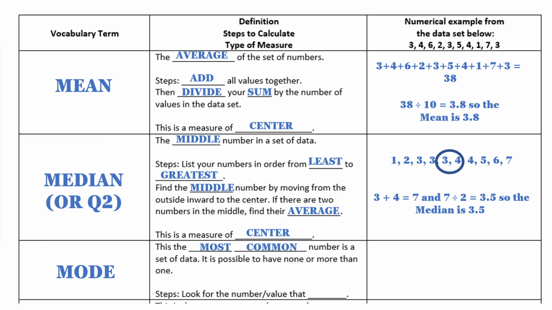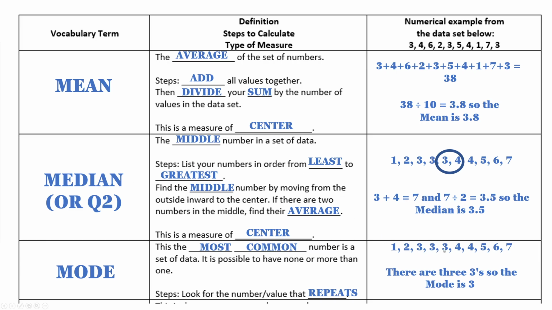Mode is the most common number in a set of data, and it's possible to have no mode. If none of the numbers repeat, then there isn't a most common number, or sometimes the numbers are going to repeat the same amount, so there would be more than one. In this case, we're looking for the number that repeats. We had a couple numbers that repeated.